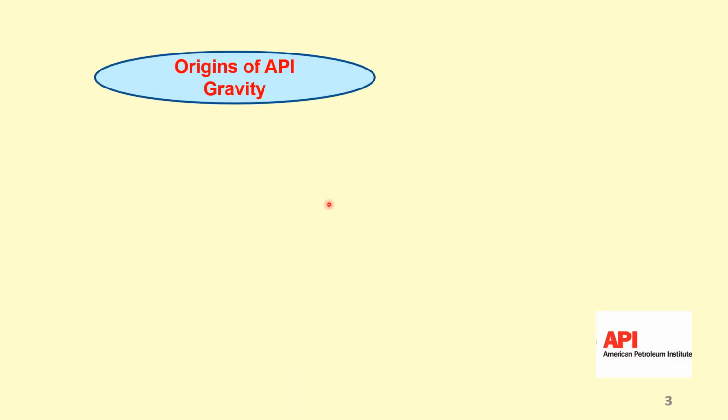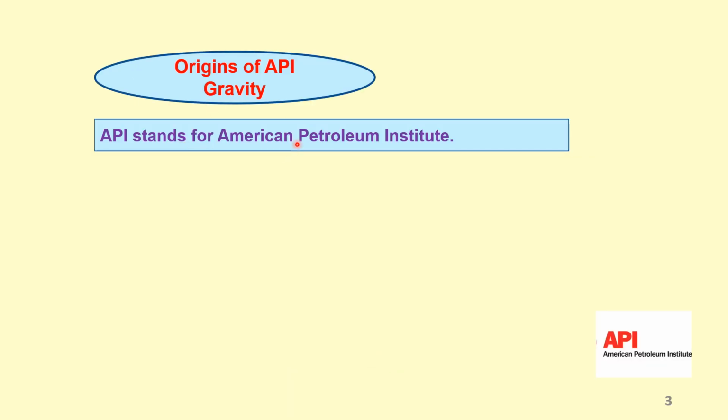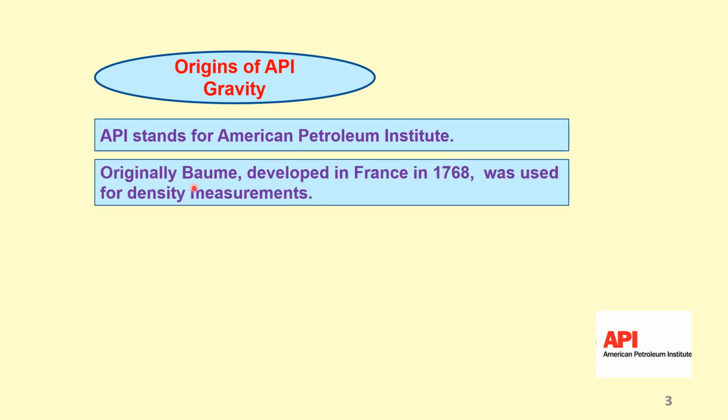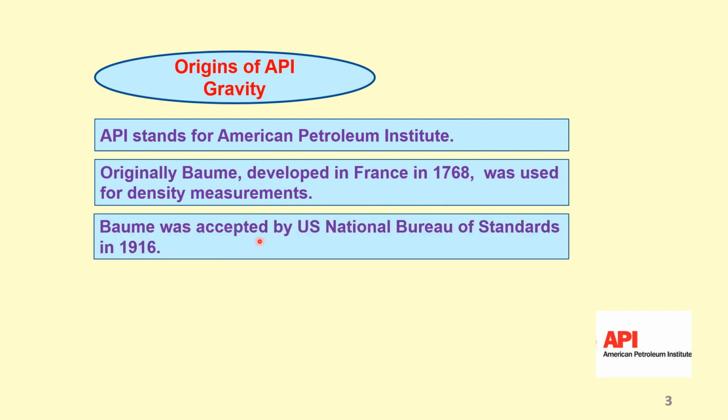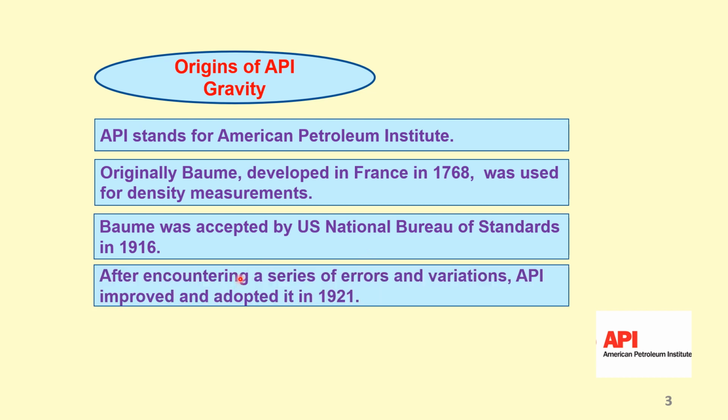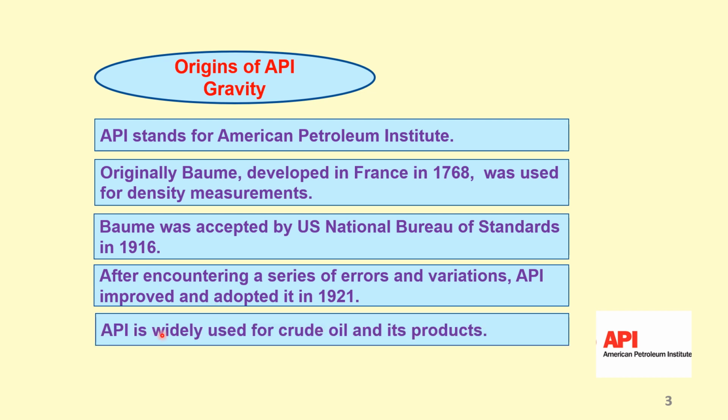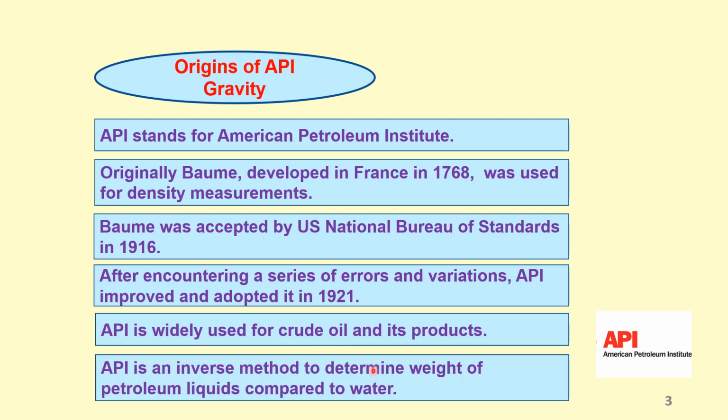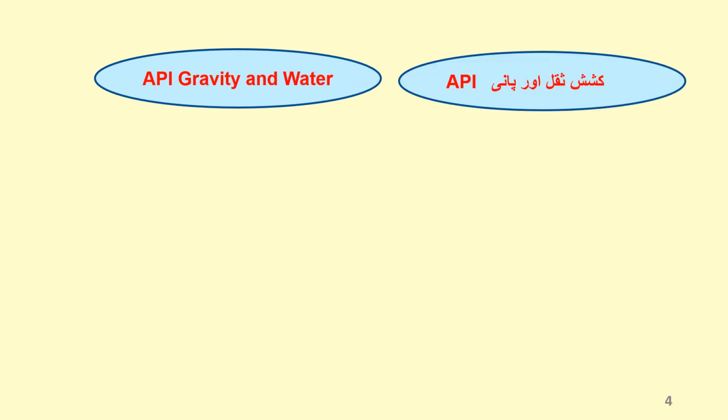Origins of API gravity. API stands for American Petroleum Institute. Originally Baumé, developed in France in 1768, was used for density measurements. Baumé was accepted by the U.S. National Bureau of Standards in 1916. After encountering a series of errors and variations, API improved it and adopted it in 1921. API is widely used for crude oil and its products. API is an inverse method to determine the weight of petroleum liquids compared to water.